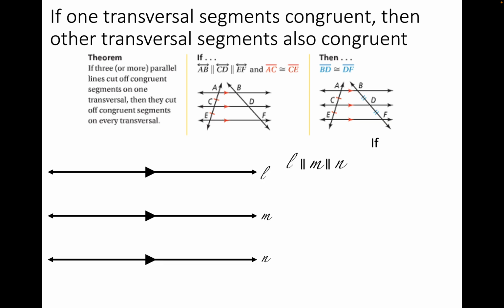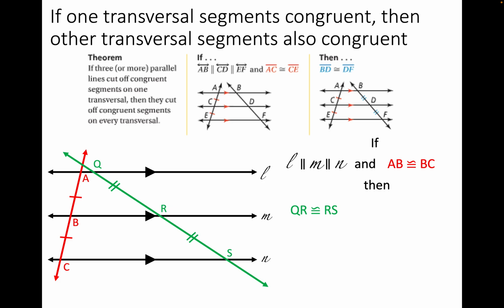And what it's showing us is that if I have three lines that are parallel here, in this case lines L, M, and N are parallel, and I draw a transversal, we'll draw this transversal in red here, and it shows us that the measure of AB is equal to the measure of BC, then if I draw another transversal, in this case QS, then I know that the measure of QR is equal to the measure of RS.